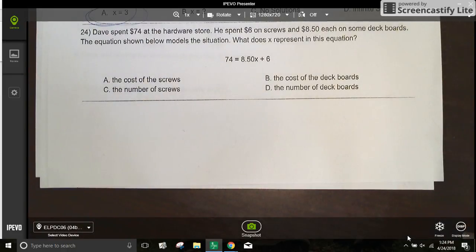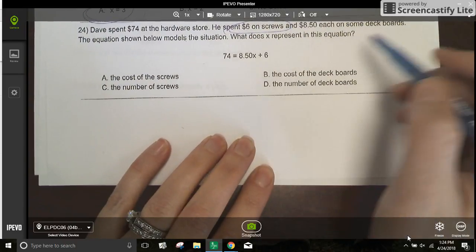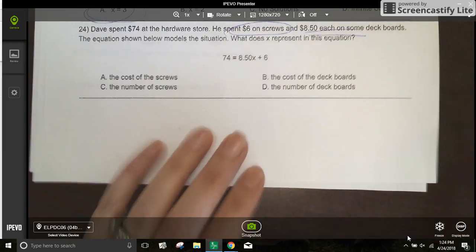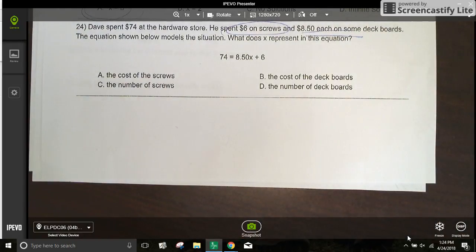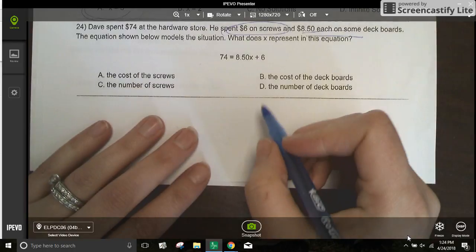For 24, Dave spent $74 at a hardware store. It was $6 on screws and $8.50 for each deck board. So they're asking you, what does X represent in this equation? So let's pick it apart.